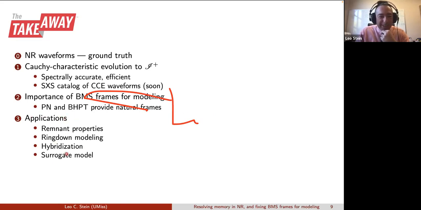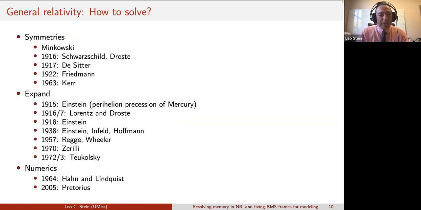And finally, the applications that I'll mention are remnant properties, modeling of ringdown, this thing called hybridization, and finally the surrogate modeling. Okay, so I think I mentioned many of these things already. Back in the day, the way that you solved the Einstein field equations before supercomputers was just to take advantage of symmetries. And so you study exact solutions that have lots of symmetries, like Minkowski and Kerr.